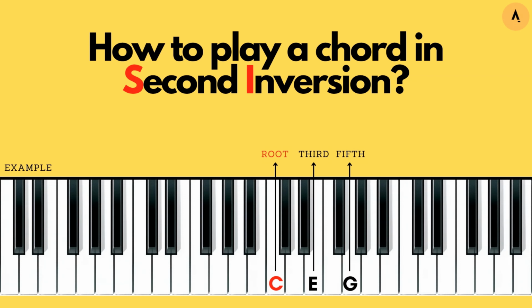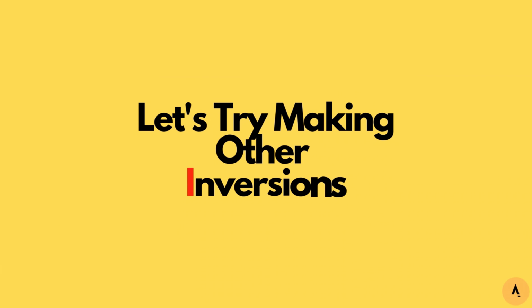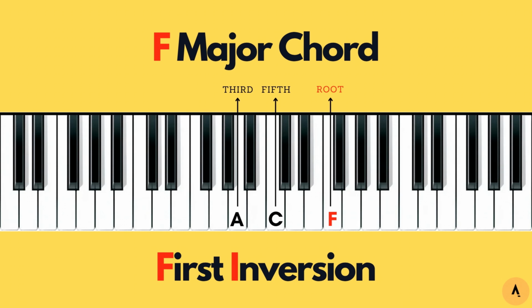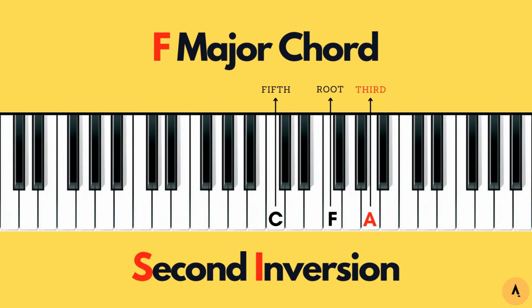Now we'll repeat the same idea on other major chords. The rule is always the same. F major in root position: F, A, C. F is the root, A is the third, and C is the fifth. Now we move F up an octave, and then we have the third A, the fifth C, and the root F, which is now a first inversion. Now let's move the third A up an octave higher, and we have the fifth C, the root F, and the third A, which becomes our second inversion.